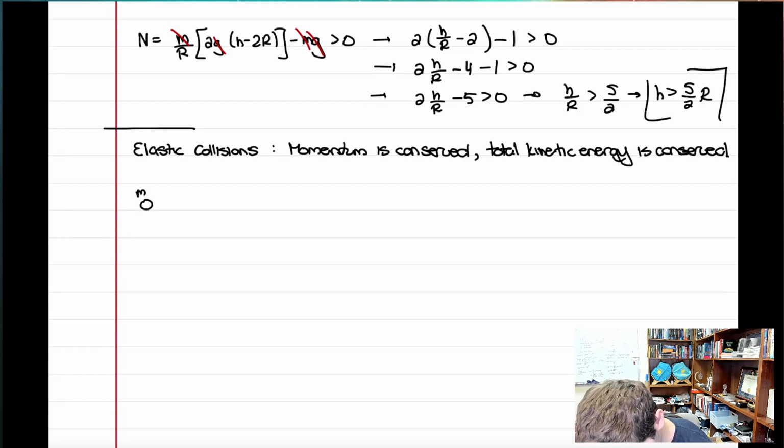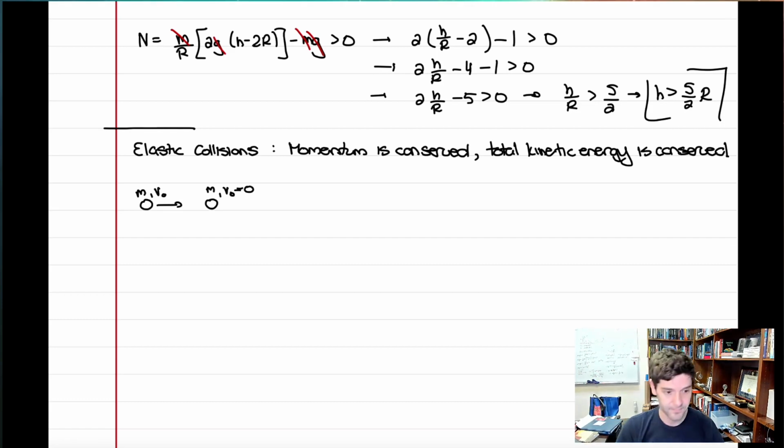So suppose I have two balls. Let me do a simple example. Two balls of mass m, but this one has no initial velocity, and this one has some velocity v naught, moving that way. In this case, I say that the collision is elastic.